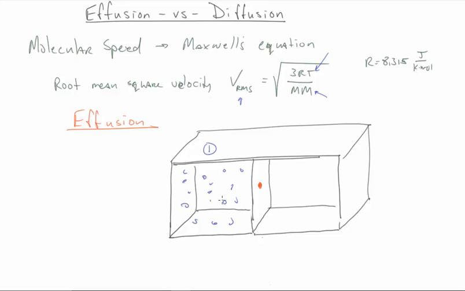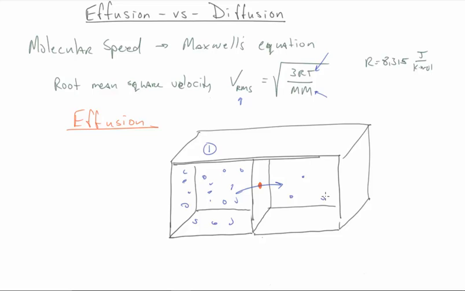Effusion is defined as the passage of a gas through a tiny orifice, or a very small hole. That's why that orange dot, that pinhole, is there, because what we're trying to figure out is how fast these molecules actually make it through the pinhole. Effusion is the movement through that.